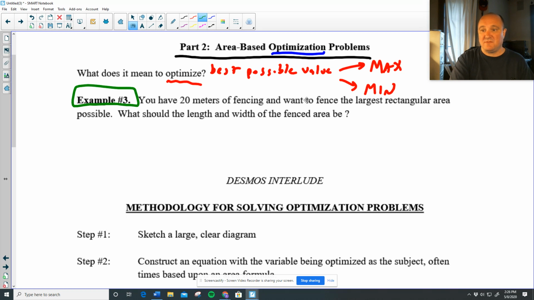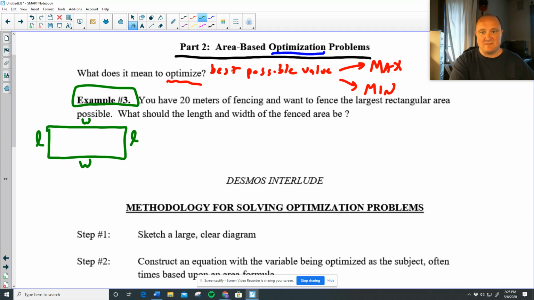You have 20 meters of fencing and want to fence the largest rectangular area possible. What should the length and width of the fenced area be? So I've got 20 meters of total fencing, and I'm making some kind of rectangle. So just kind of thinking through this, whatever the length is on one side, it's going to be on the other side because it's a rectangle.